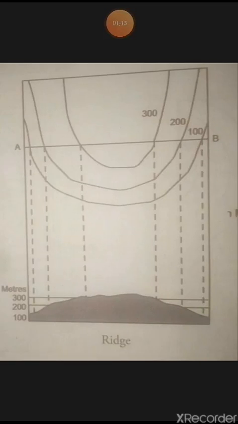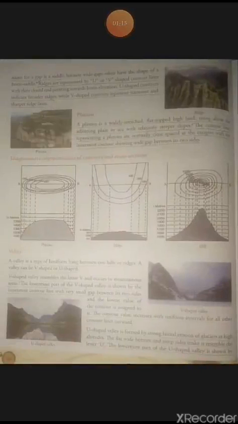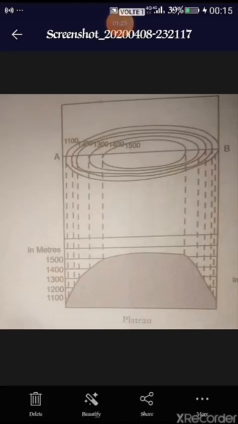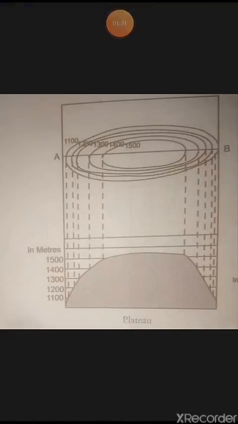Now, a plateau. A plateau is a widely stretched flat-topped highland rising above the adjoining plain or sea with relatively steeper slopes. The contour lines representing a plateau are normally close spaced at margins with the innermost contour showing a wide gap between its two sides.